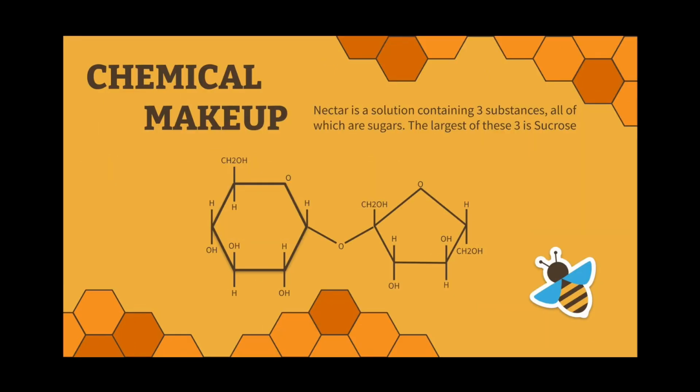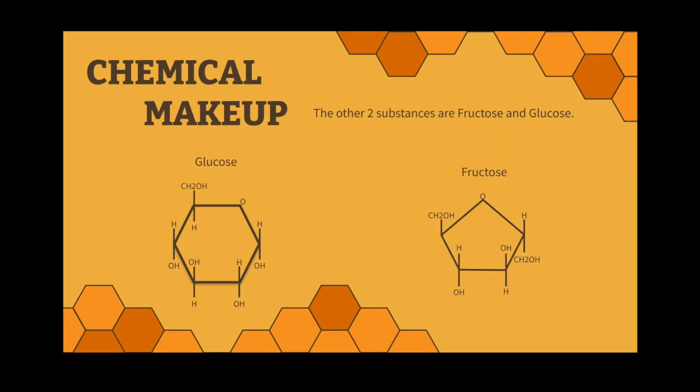First, let's begin with the chemical makeup. Nectar is an aqueous solution containing mainly 3 compounds, all of which are sugars. The largest of these 3 is sucrose. Sucrose is the most abundant sugar in raw nectar. The other 2 compounds in the solution are fructose and glucose. There are very small amounts of fructose and glucose in raw nectar.